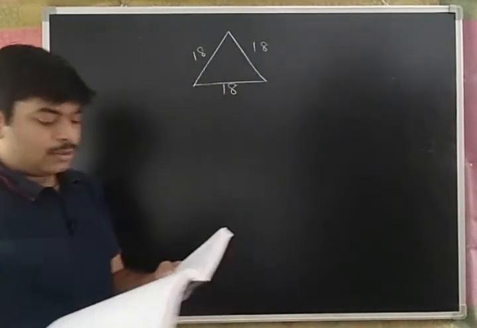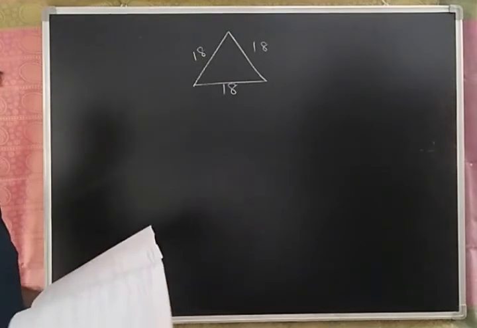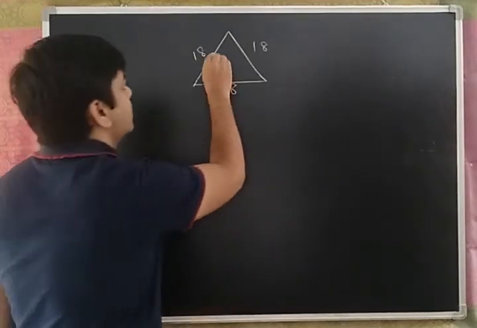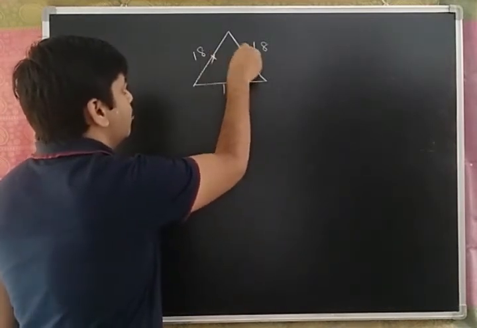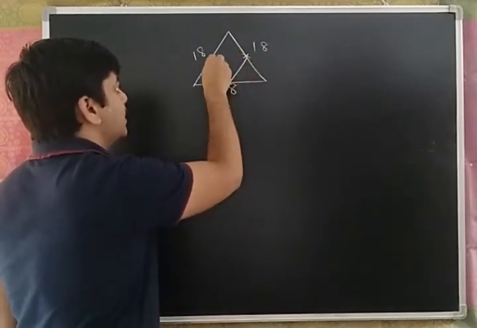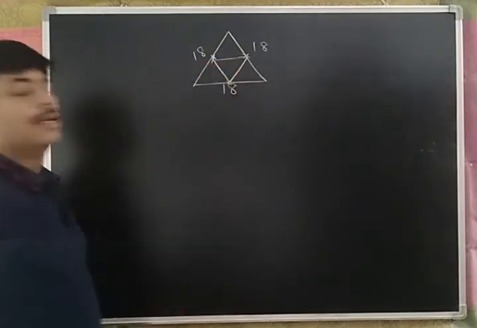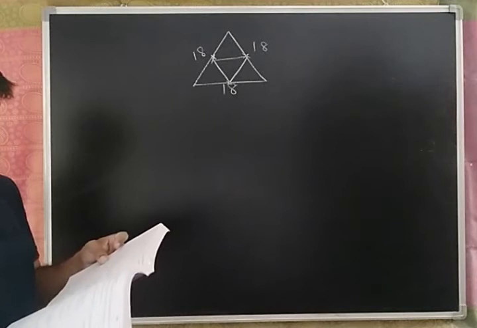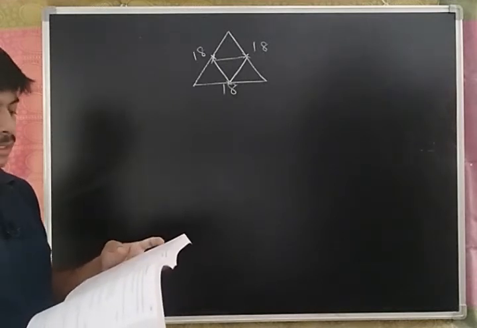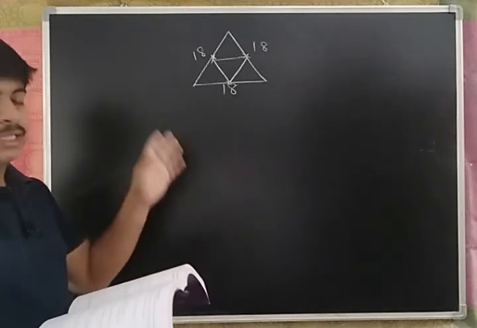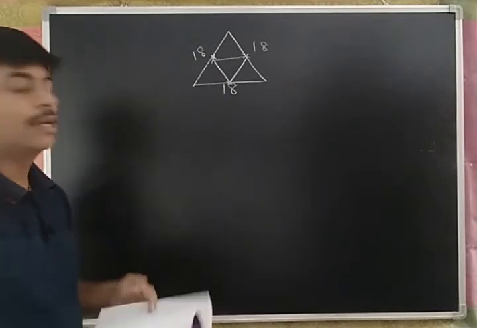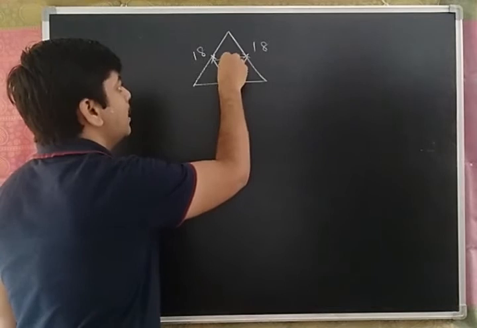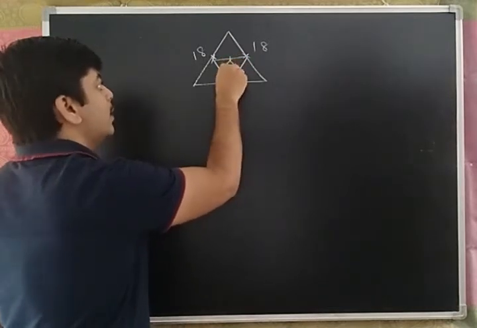See here. The midpoints of its sides are joined to form another triangle. So here is a midpoint, here is a midpoint, here is a midpoint. These three midpoints are again joined to form a triangle. In turn, one more triangle is formed inside this one. Again we take the midpoint of this side, the midpoint of this side, the midpoint of this side, and join them. Once again we get one more triangle.